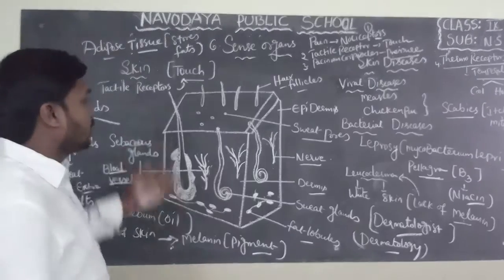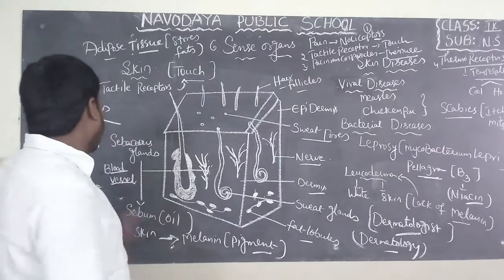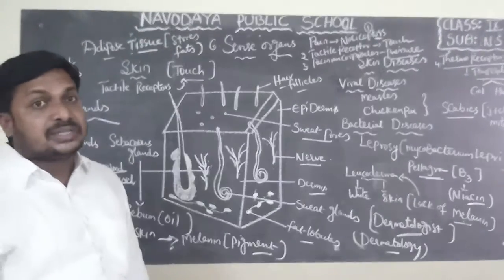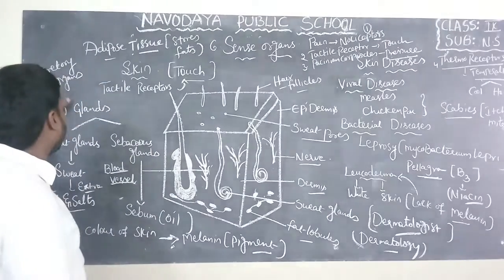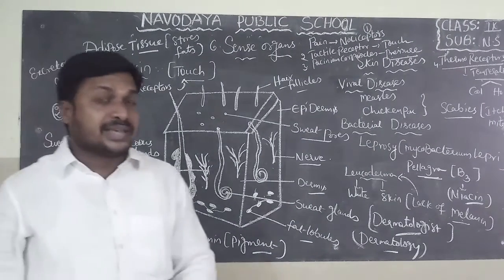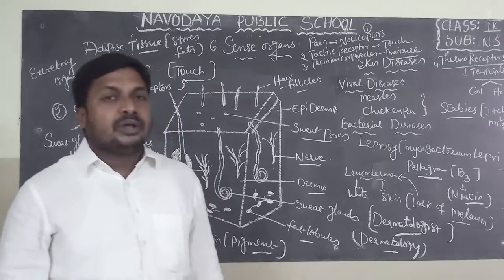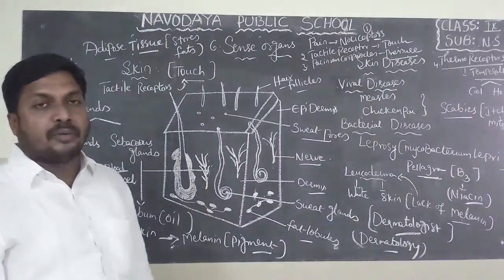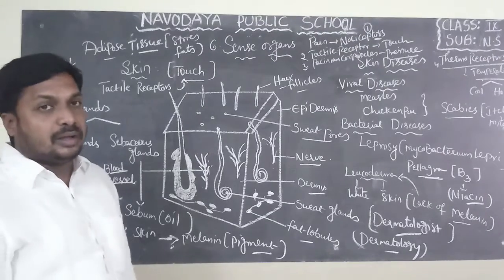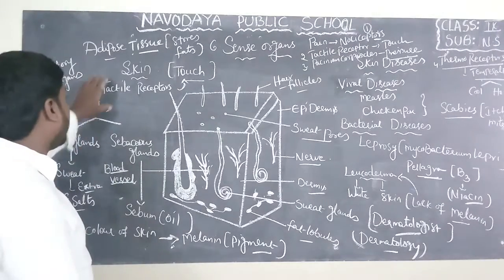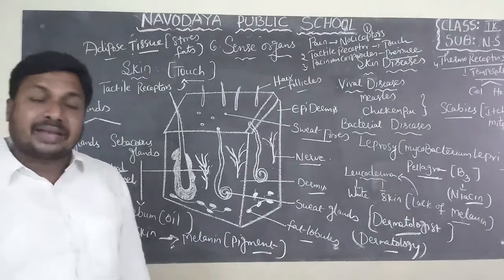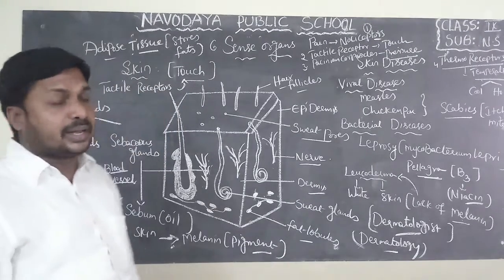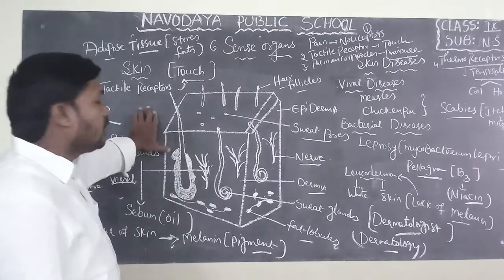There are two glands present in the skin, known as sweat glands and sebaceous glands. Along with the sense, skin also plays an important role as an excretory organ. Waste materials like sweat and sebum are produced from skin. Waxes are also produced from skin. So skin acts as both a sensory organ and an excretory organ. So this is about skin.